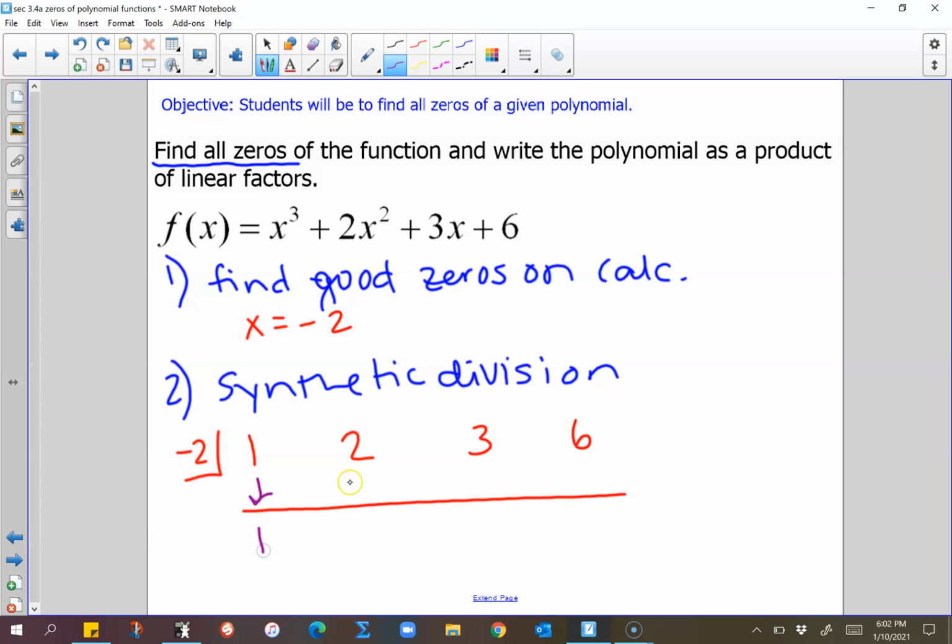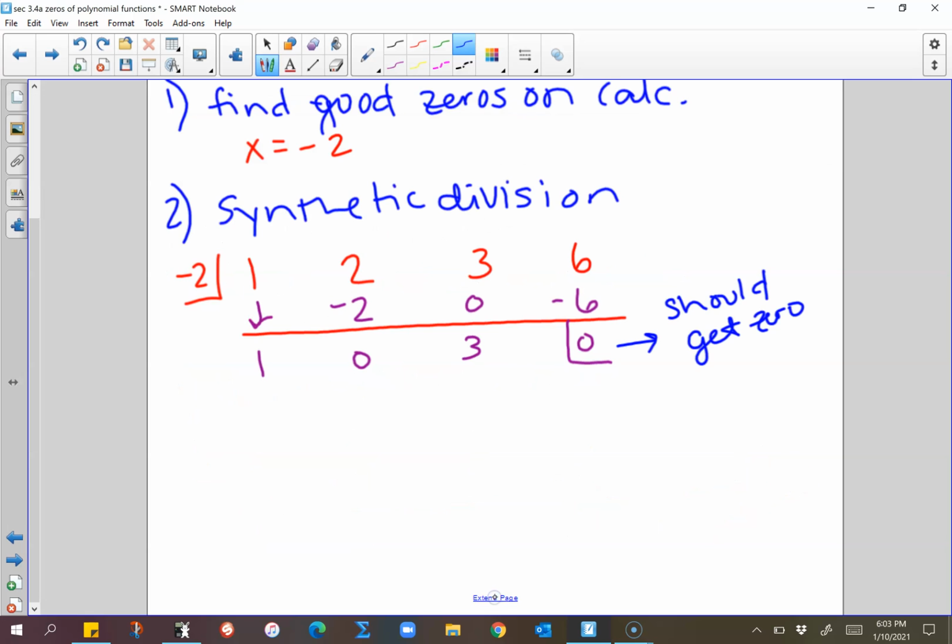Add down, multiply around. Now, since I know this is a 0 because I found it on the calculator, you should get a 0 remainder. If you don't, then something went wrong. So here, because I know I found it on the calculator, you should get 0. All right, so now I'm going to put my variables back in. So I went from a cubic to a quadratic. Don't have a linear, but I do have the 3.